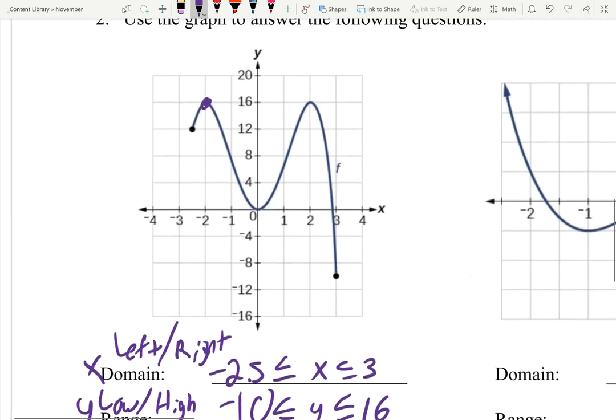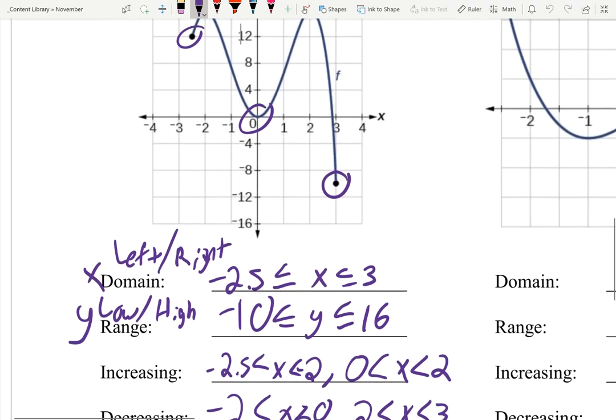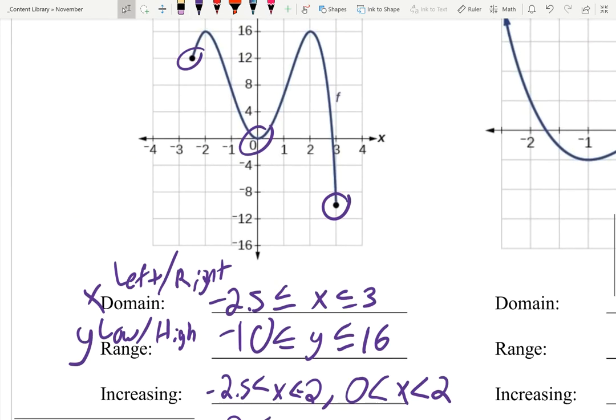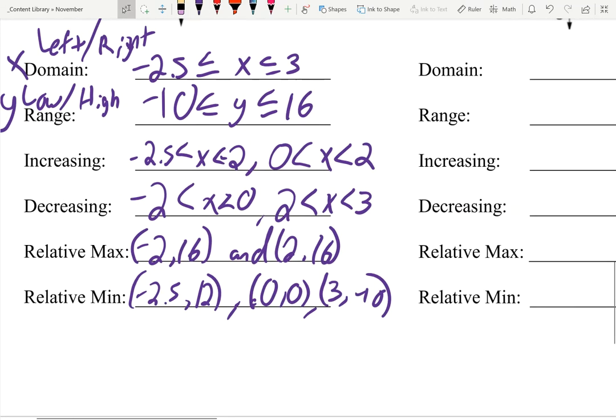You can also consider our minimums. So we have a relative minimum here, here, and here. Those 3 points, if you look at them: negative 2.5, 12 is one of them. You also have one at 0, 0. And we have one here at 3, negative 10. Those are your relative minimums. Okay. So that answers all of that question.